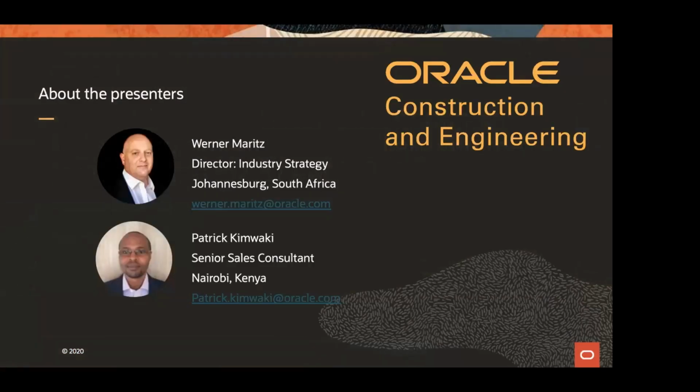My name is Werner Maritz. I work with the Oracle Construction and Engineering Business Unit. I'm based in Johannesburg, South Africa. So just a little bit about myself. I'm an engineer by background. I've been involved in many infrastructure projects and natural resources projects, from the design phase through to the construction management and commissioning phase. And for the last almost 10 years, I've been spending my time with project management systems, project control systems, and information management systems in the built environment.